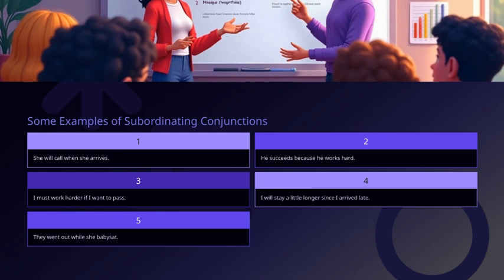These examples highlight how subordinating conjunctions add depth and clarity to our sentences by linking ideas, reasons, conditions, or times. Understanding how to use them effectively helps us communicate more precisely and connect our thoughts smoothly.